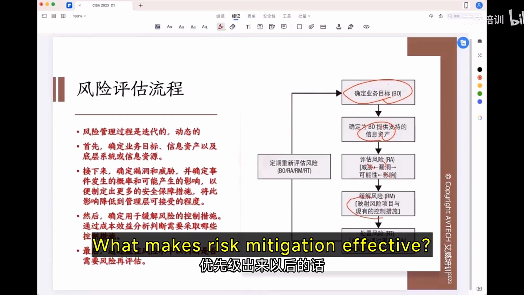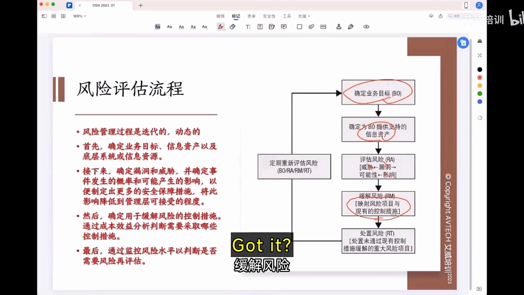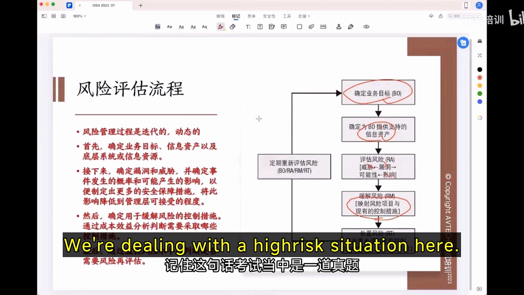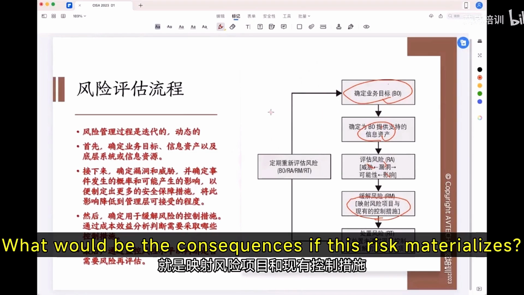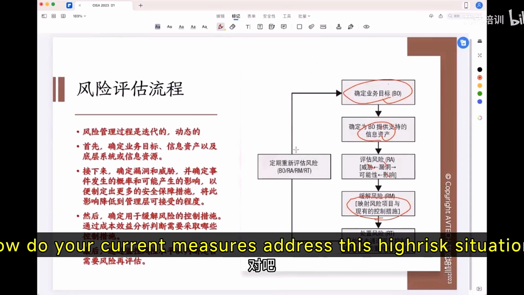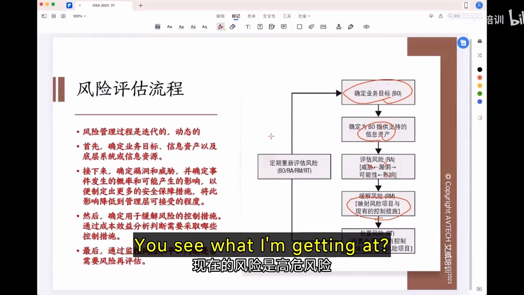What makes risk mitigation effective? It's matching risks to existing controls. Got it. Makes sense. How are your current control measures working out? We're dealing with a high-risk situation here. Wouldn't you agree? What would be the consequences if this risk materializes? What measures do you have in place right now? How do your current measures address this high-risk situation? How effective are they, really? You see what I'm getting at.